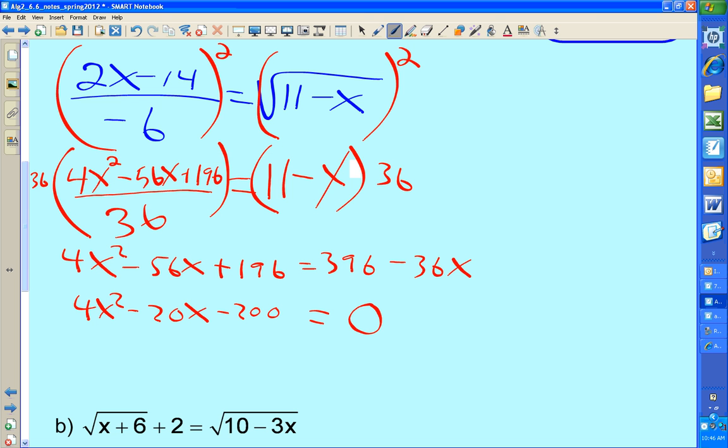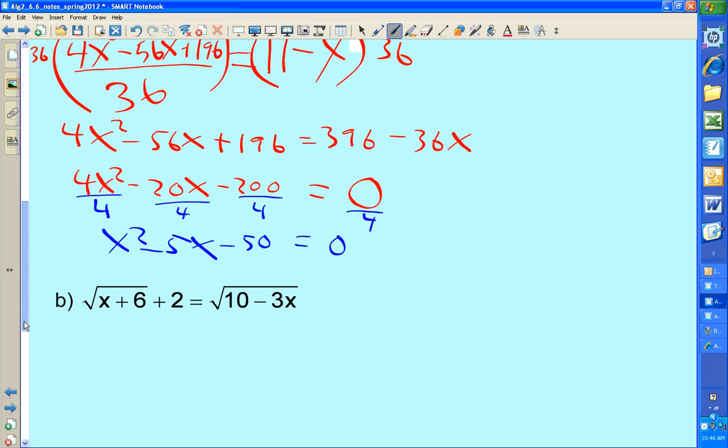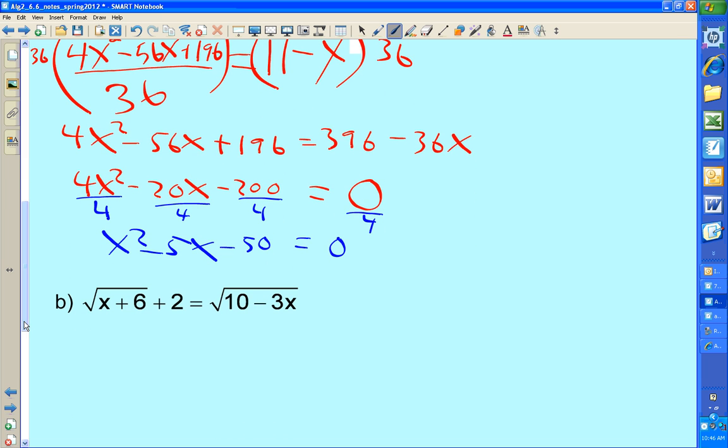This is all arithmetic. What do I do now? You could factor, your favorite F word, I get it, but before we factor, divide everybody by 4 on both sides. So if we divide everybody by 4, you're going to be left with x squared minus 5x minus 50 equals 0.